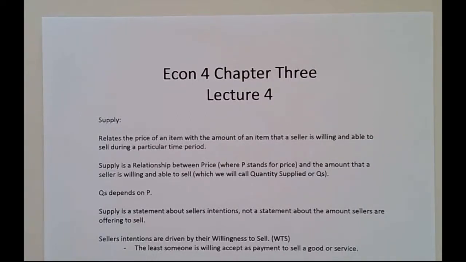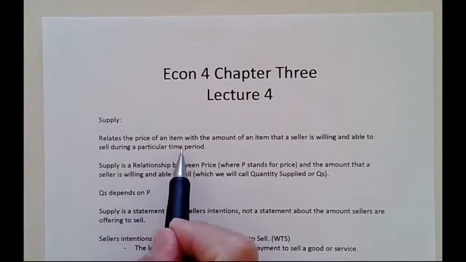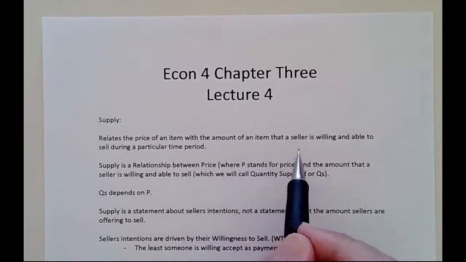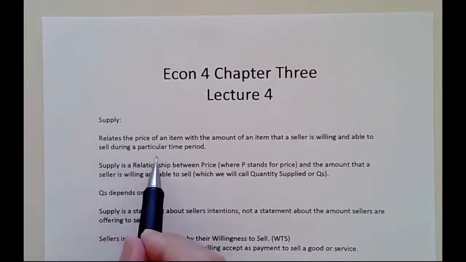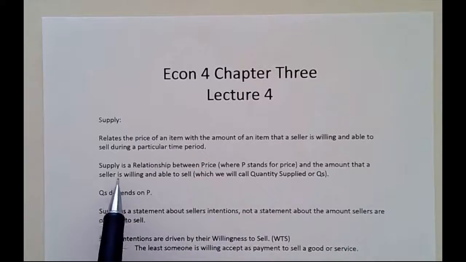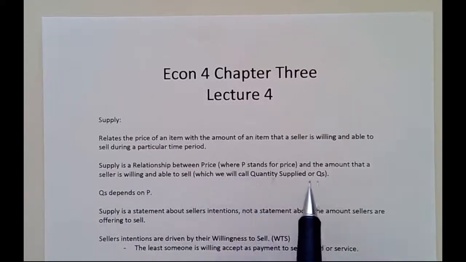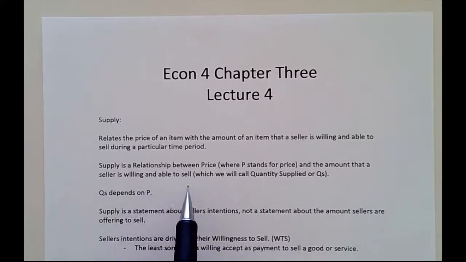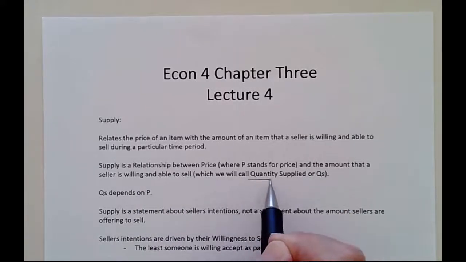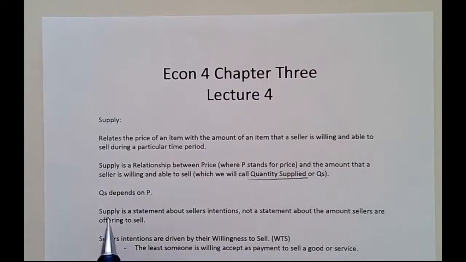Supply, like demand, is a function. It relates two variables: the price of an item and the amount of an item that a seller is willing and able to sell during a particular time period. Supply is a relationship between price, and again, P stands for price, just like it did for demand, and the amount that a seller is willing and able to sell, which we're going to call the quantity supplied. So just like the quantity demanded is the amount that consumers are out there trying to buy, quantity supplied is the amount that sellers are offering for sale. And just like with demand, the quantity supplied depends on price as well.